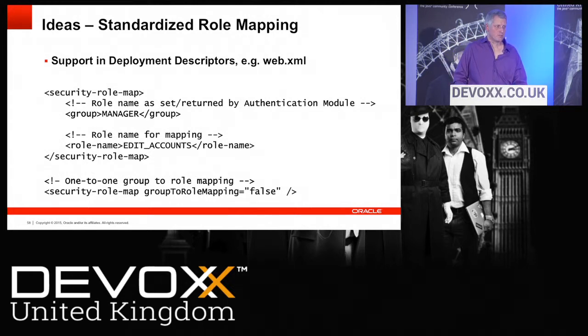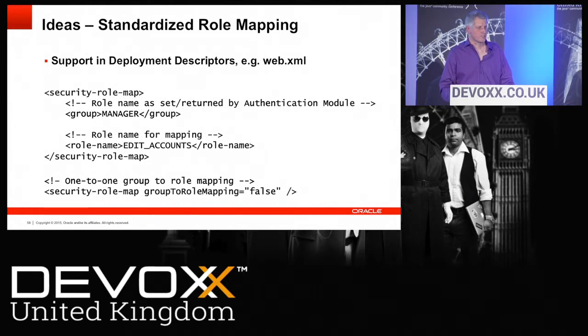Another feature that came up in the discussions is the idea to standardize one-to-one group-to-role mapping. This is something that some implementations do automatically, like I think JBoss does and GlassFish does, where when you define a group, it automatically becomes the role name.